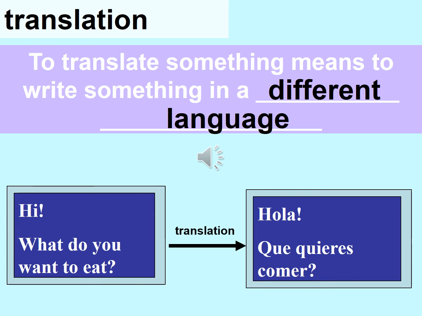Translation. To translate something means to write something in a different language. So here at the bottom, we've got, "Hi, what do you want to eat?" Translation into Spanish would be, "Hola, ¿qué quieres comer?" So we're translating one thing into another. And that's what we need to do to the information from the nucleus that's coming out in the form of mRNA. The information needs to be translated into something your body can actually use. Your body can't really use RNA or messenger RNA. Your body is made out of protein. So that information has to be turned into a protein that your body can use.